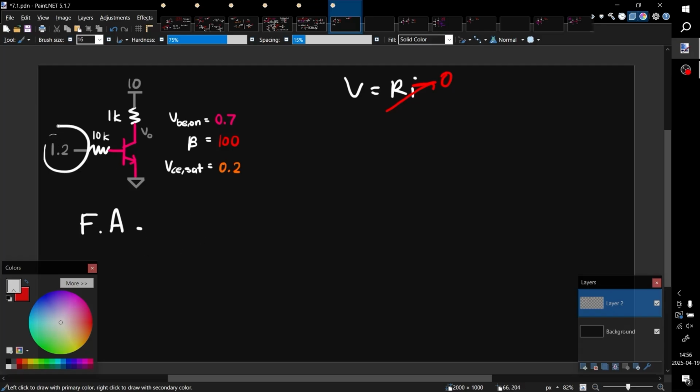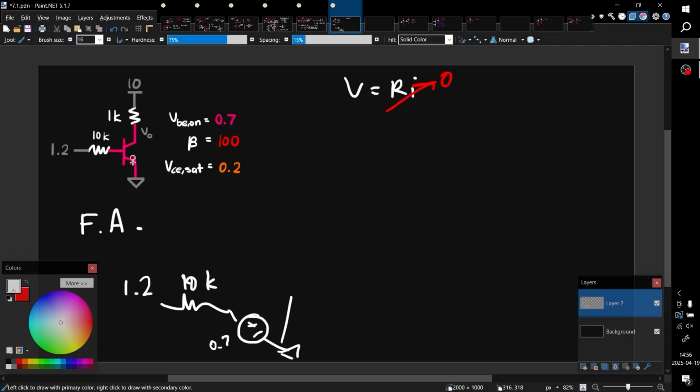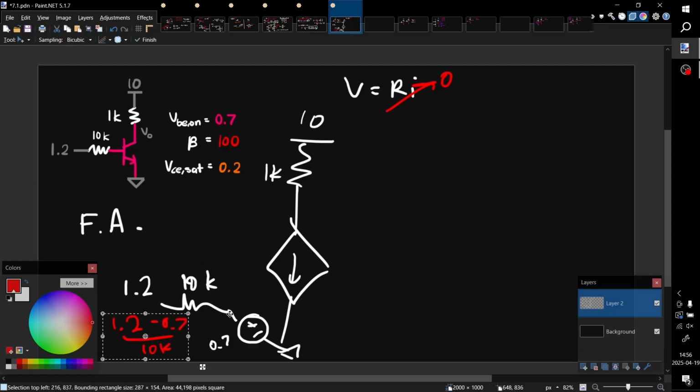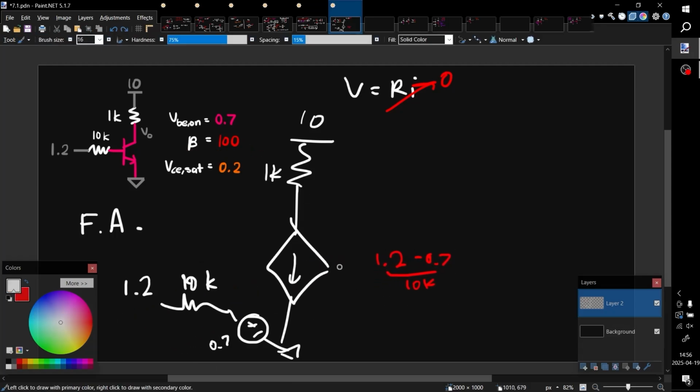Now with FA analysis, this means that this is going to be 1.2. This is 10K. This is 0.7. Ground. Alright. I'm going to use the current source here. I apologize for my bad drawing. That's 1K, this is 10. What is the current flowing through here? That is going to be 1.2 minus 0.7 over 10K. Now to get this, we just take the current here and scale it by 100. Alright, that's the current flowing through here.